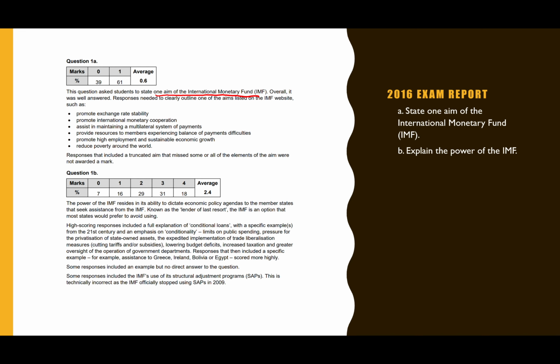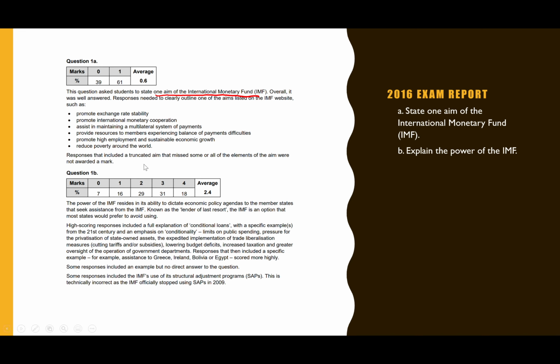The second question was worth 4 marks and is about the power. So what students needed to do here was explain how the IMF has power. We did obviously talk about that today, but to go through what the examiner report says, it's that the power of the IMF resides in its economic policy. So what we've spoken about, the IMF has power because states are given a loan and there are conditions attached to that loan.